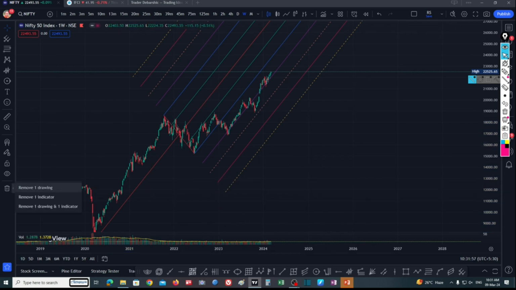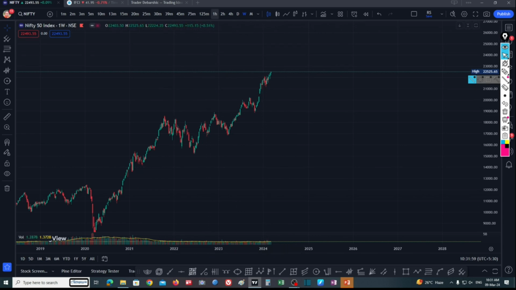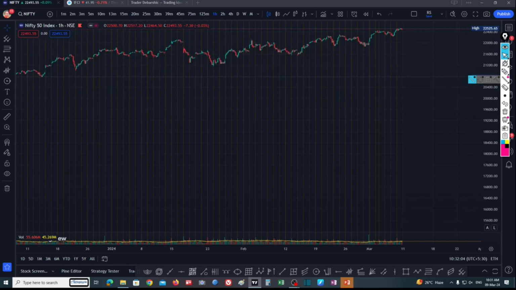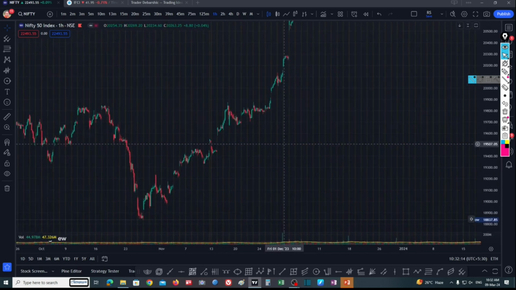We can come to some other time frame like the 1 hour chart. Let's see some significant points.